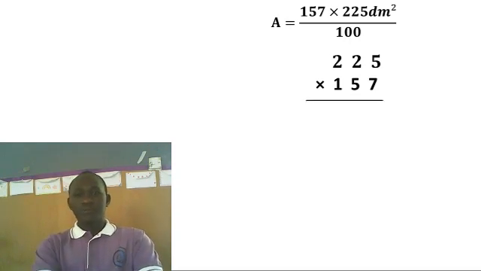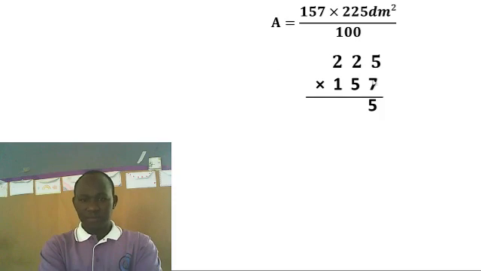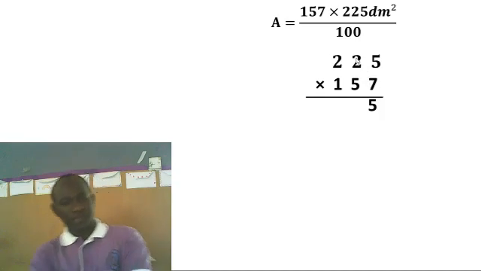So now we're going to multiply 7 by 5. 7 times 5 gives us 35. But we shall write 5. We have written 5, and what I've regrouped is 3. Now I'm having this 7 here times this 2. 7 times 2 gives 14.